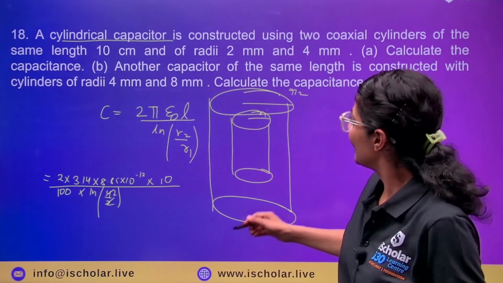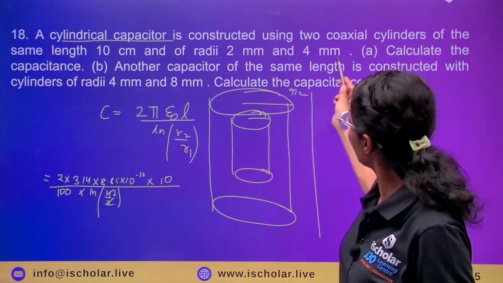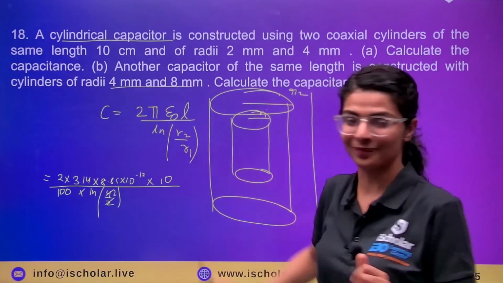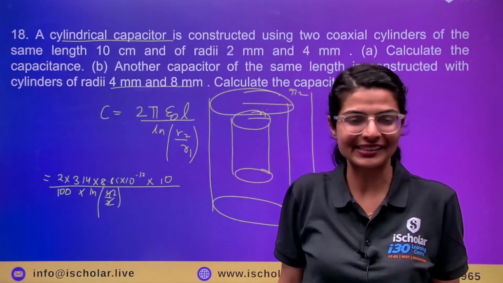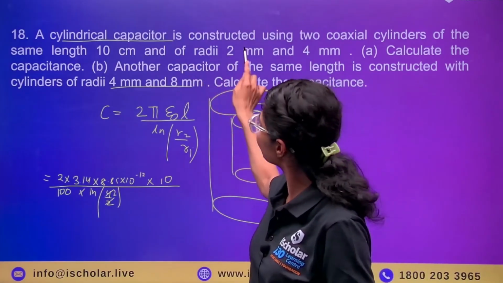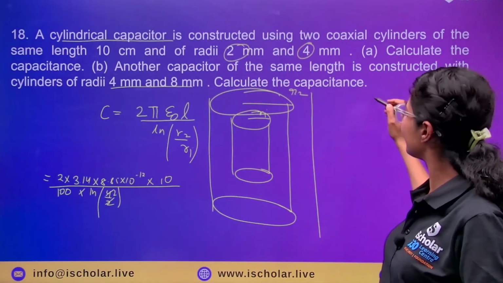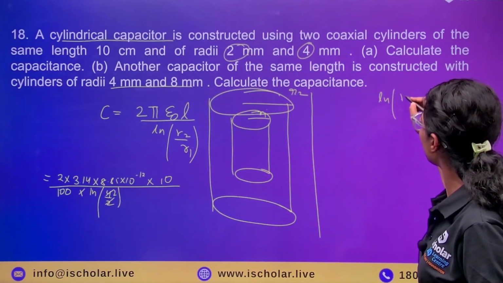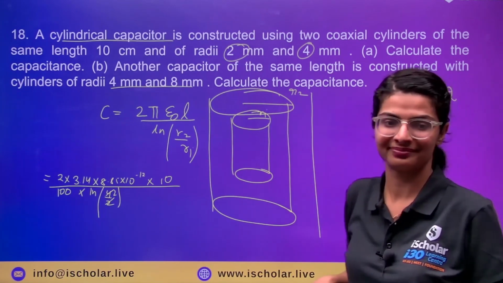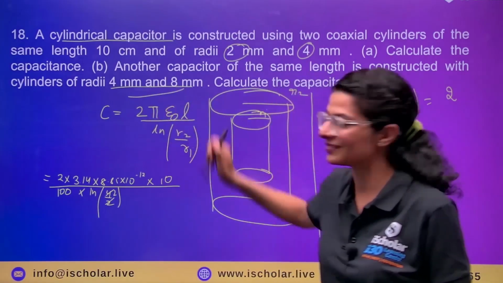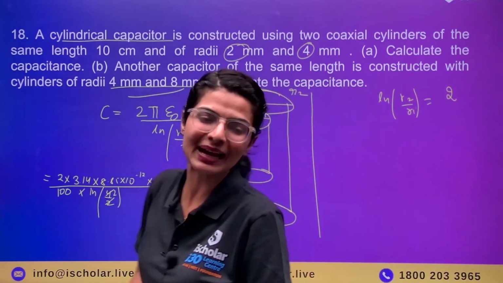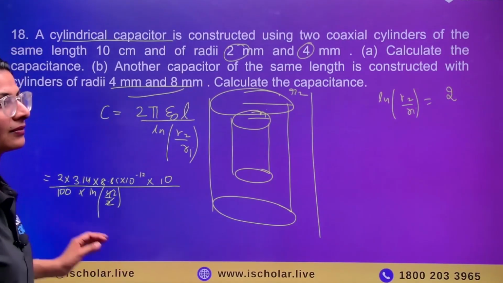Coming to this, another capacitor which has different radii values. Interestingly, students, the capacitance will come out the same. Why? This is of radius 2 and 4. If you divide them, R2 by R1 will be 2. If you divide these two also, they come in the ratio of 2, and you will see the total capacitance will be the same for both.